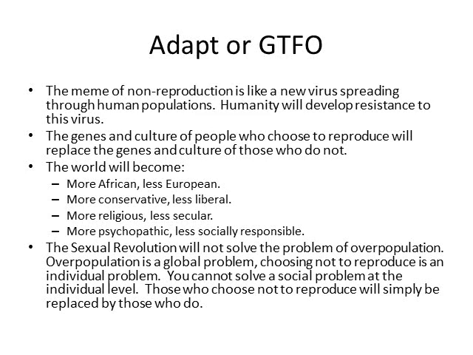The sexual revolution will not solve the problem of overpopulation. Overpopulation is a global problem, whereas choosing not to reproduce is an individual problem. You cannot solve a social problem at the individual level. The people who choose not to reproduce will simply be replaced by those who do. And so, even though it might have a temporary effect of lowering population in some parts of the world, that effect will not be persistent, and it is not a stable effect because it is self-eliminating.